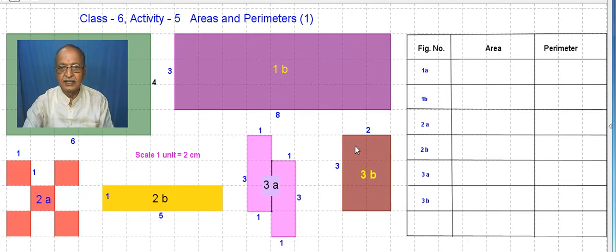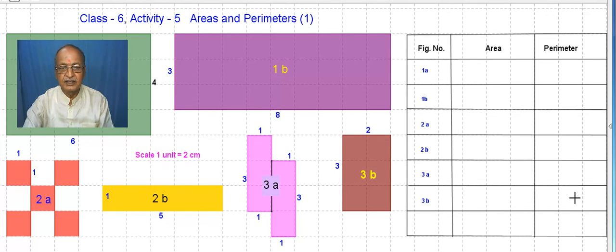Here area will be length into breadth. We can multiply this, 3 2s are 6 square units. You can fill it here. And perimeter you have to calculate like this. 3, this is 2, so this is also 2. So 3 plus 2, 5, 5 plus 3, 8, plus 2, 10. Or otherwise we can do 2 times L plus B. So first add these two adjacent sides, 3 plus 2, 5, and double it. 5 2s are 10 units.